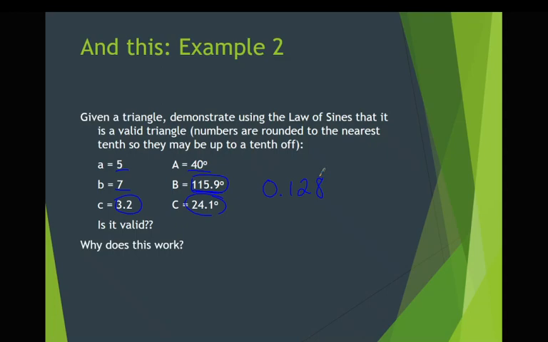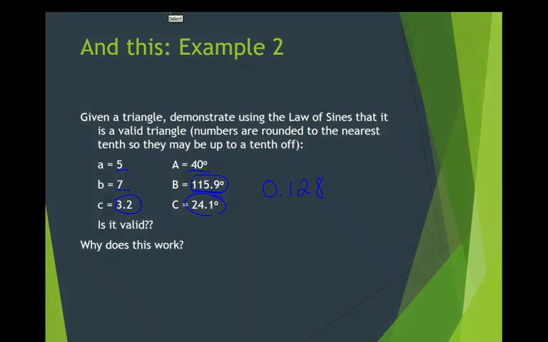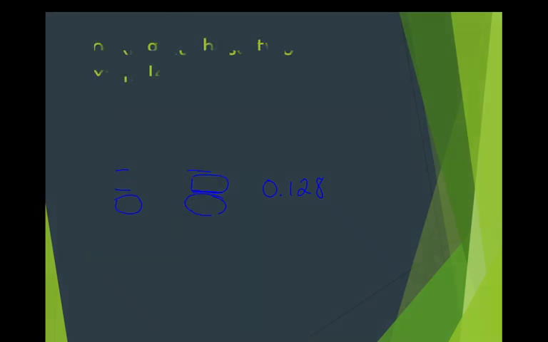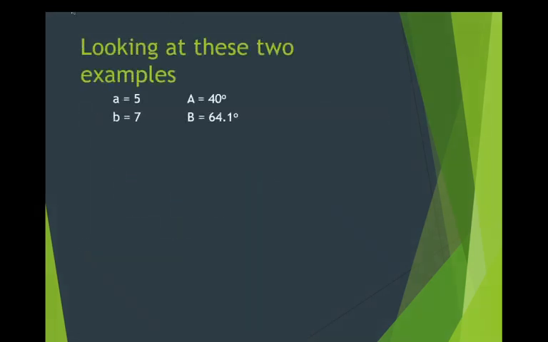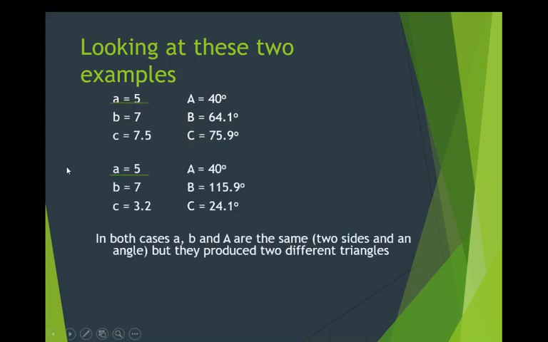Well, why does this work? How is that possible? How do we have two triangles given the same three pieces of information and create two completely different triangles? Okay, well, let's look at what we got. So when we look at them side by side, okay, in both cases, side A and side B and angle A are exactly the same. So two sides and an angle, but they produce two different triangles.